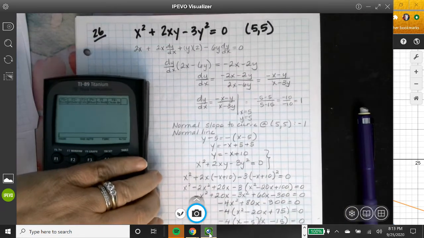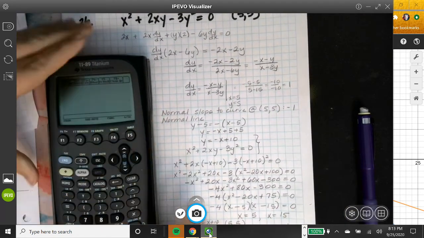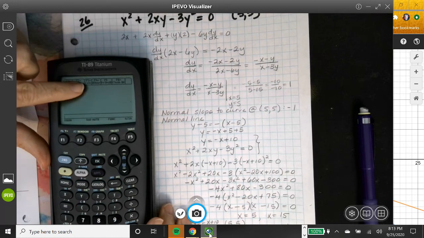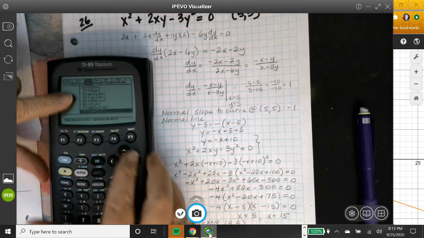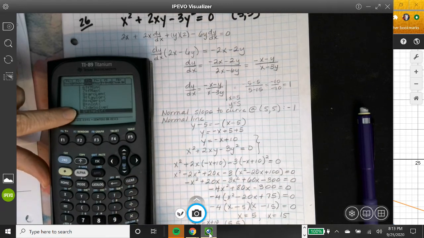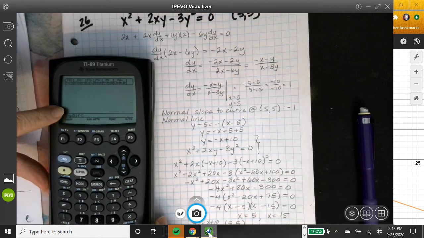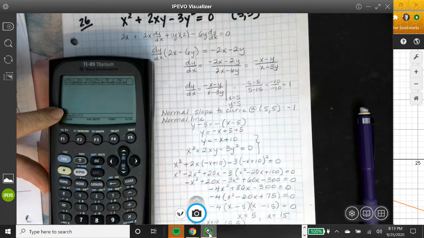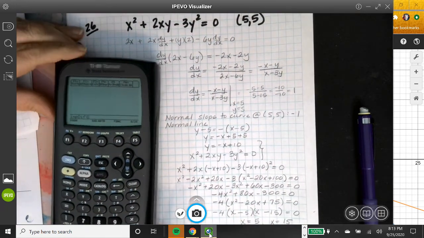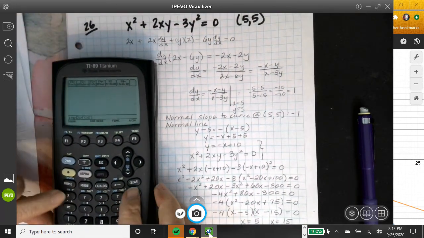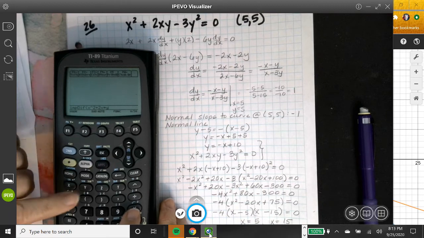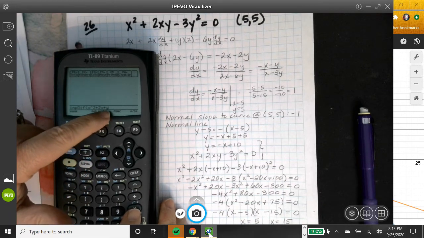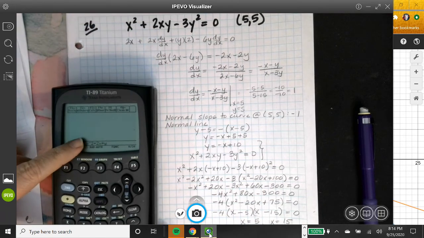Well, we go to F3, which is our calculus menu, F3, and then we press the up arrow, which takes us to implicit differentiation, and we choose that, and we're going to implicitly take a derivative of this, which will be x to the second plus 2x times y, and you must use the multiplication in between the x and the y for this to work, okay?